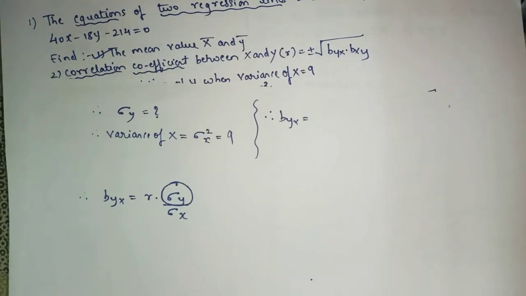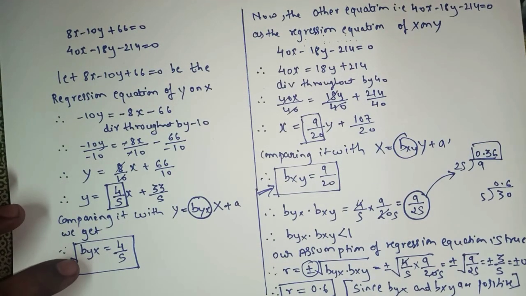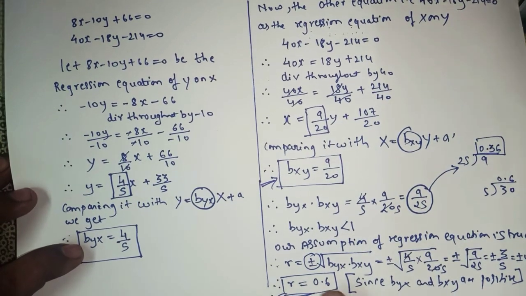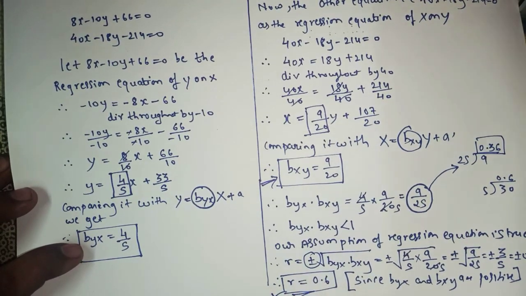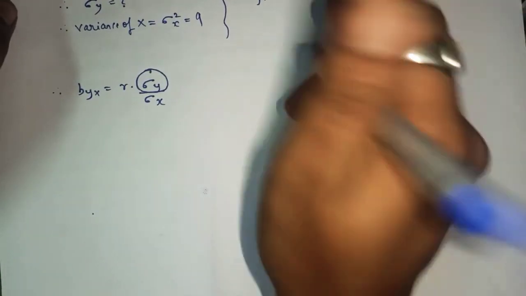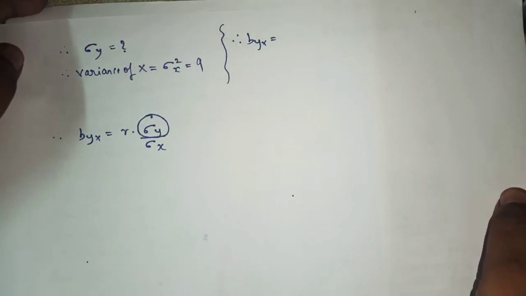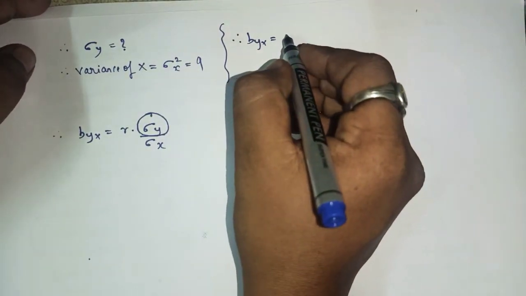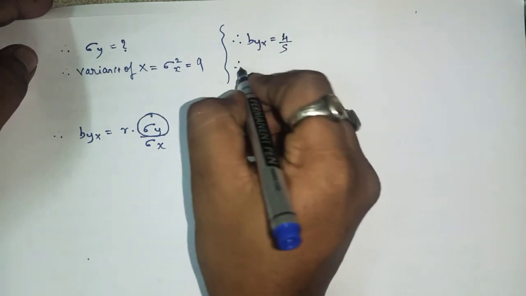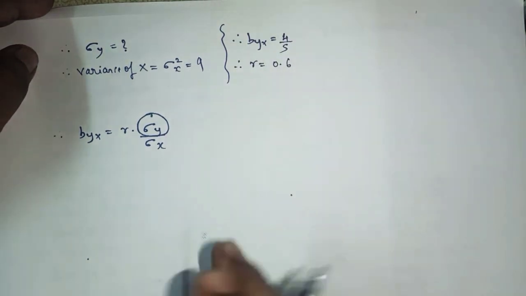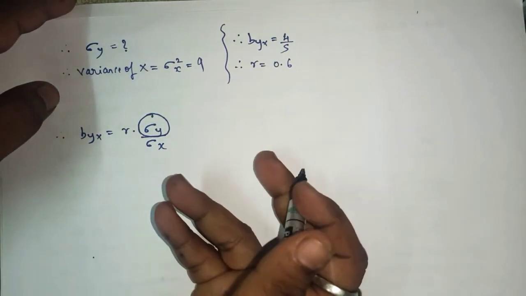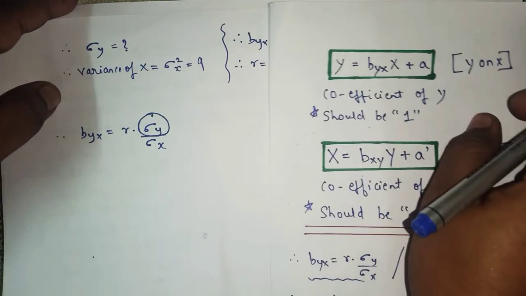Yes or no? Byx was 4 upon 5, and the value of r was 0.6. So here I will write the value of byx is 4 upon 5, and the value of r is 0.6. And without knowing the value of standard deviation of x, we cannot find our answer, standard deviation of y.